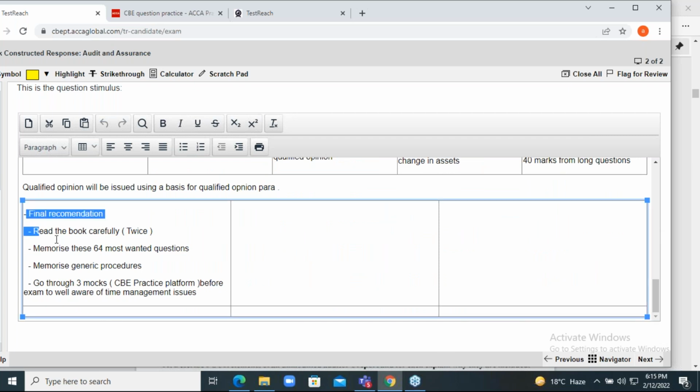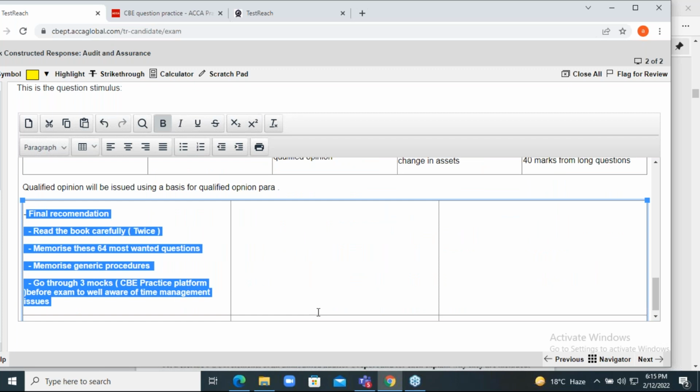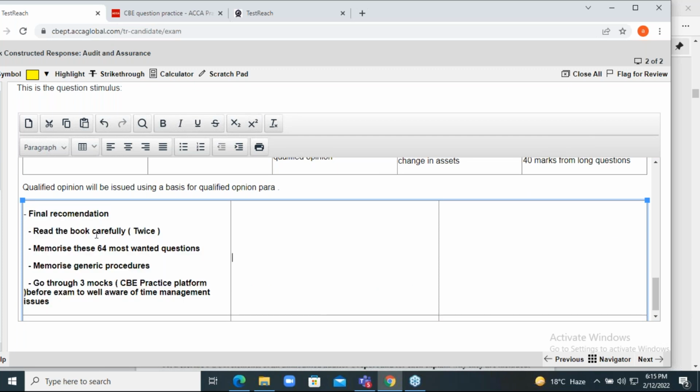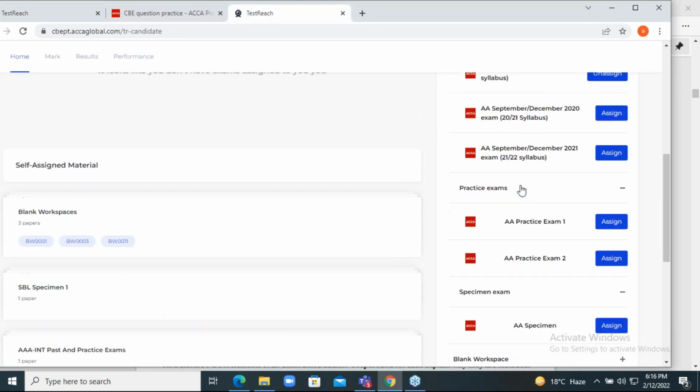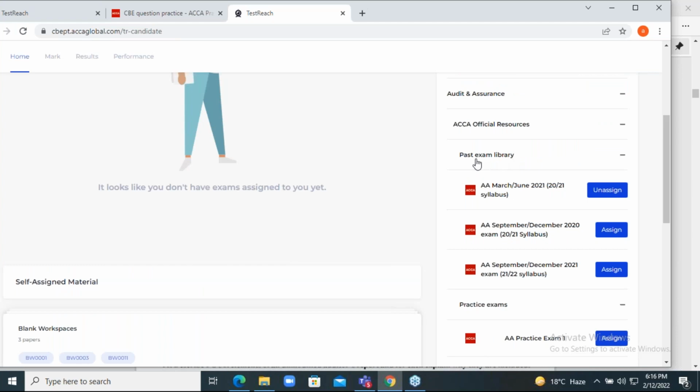So these are my recommendations for all of you. Final recommendation: read the book carefully twice, memorize these important 64 most wanted questions, memorize generic procedures. They are very important. Go through at least 3 mocks. 3 mocks means 3 past papers. I would suggest going through at least these 3 past exam library papers. But I would prefer and recommend that you please attempt all these 6 papers.